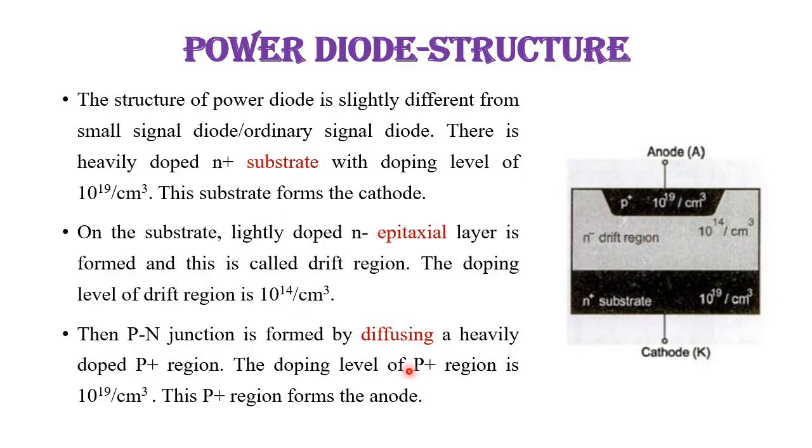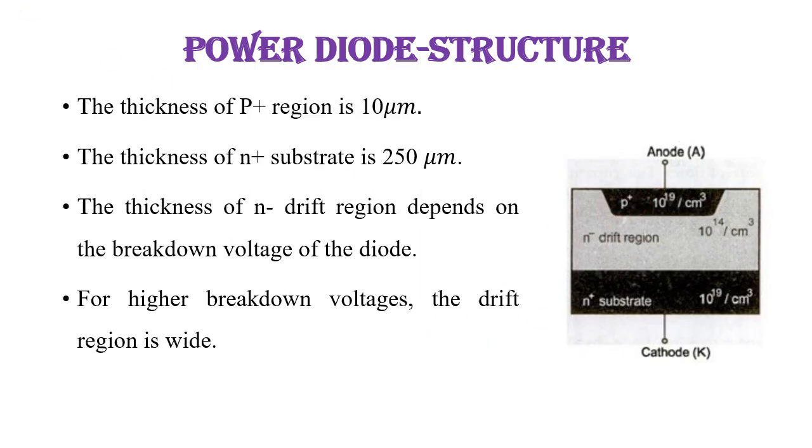In this process, substrate, epitaxial layer, and diffusion are the processes used in IC fabrication. By means of epitaxial growth we form the N minus drift region, and by means of diffusion we form the P plus region. The thickness of this P plus region is 10 micrometer, the thickness of the N plus substrate is 250 micrometer, and the thickness of this lightly doped N minus drift region depends upon the breakdown voltage of the diode.